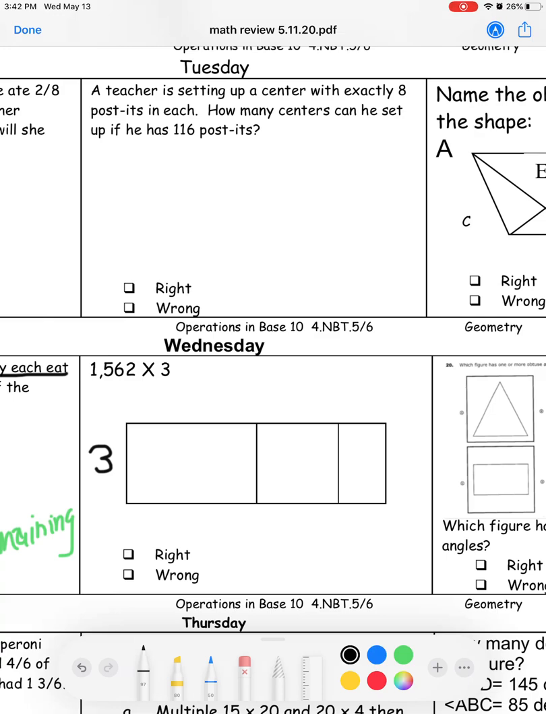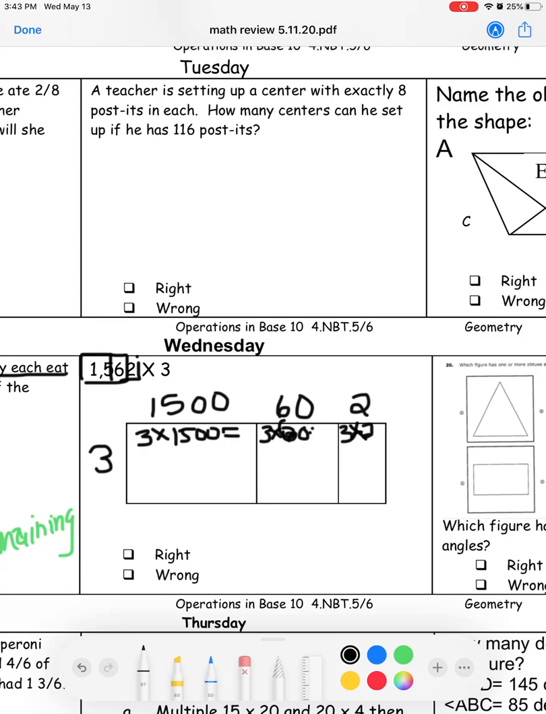There are 4 place values being used for the number 1,562, but there are only 3 boxes here. I know that I could break these up to be easier to work with. So I'm going to set it up with 1,500 here, 60 here, and 2 here. Inside this first box, we're going to do 3 times 1,500. The second box, we're going to do 3 times 60. And then the last box, we're going to do 3 times 2.